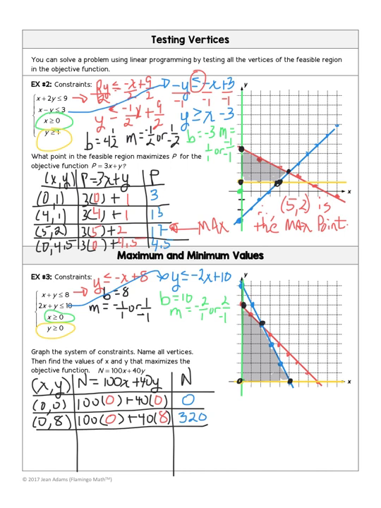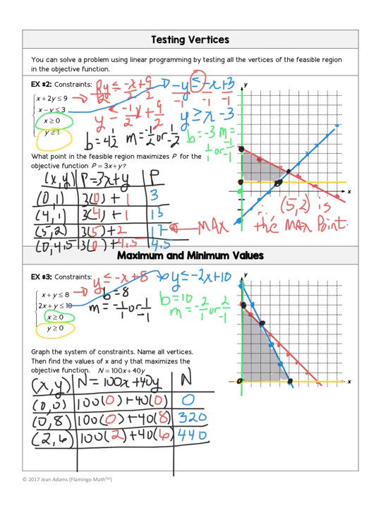Then our next ordered pair is 2, 6. So right here. So we're going to plug that in. So plug in 2 and 6. So 100 times 2 is 200. 40 times 6 is 240. And if you add those together, you get 440. So far, that's the biggest.